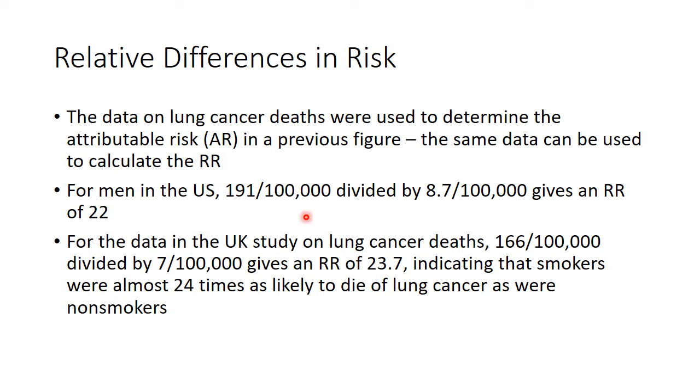If you did the same thing with the UK data, you take 166 per 100,000 divided by 7 per 100,000, and you get a relative risk of 23.7, indicating they were almost 24 times as likely to die of lung cancer as the non-smokers. So the UK information would lead you to believe that the relative risk is a little bit higher for smokers there than for US patients. Again, this could just be due to chance alone, and you'd have to do statistical testing to find out if those differences were significant or not.